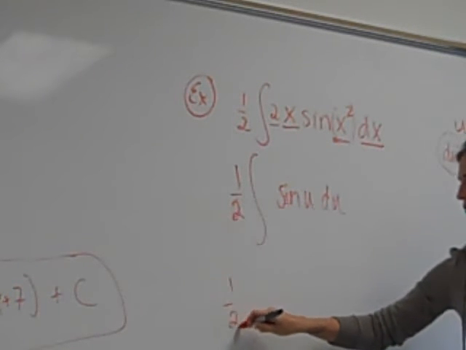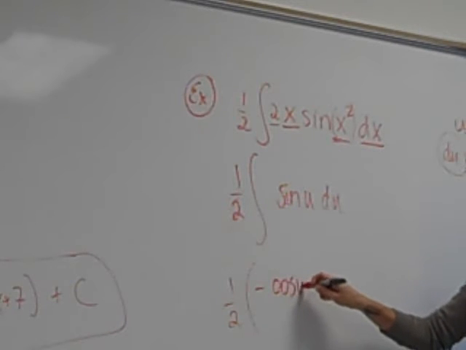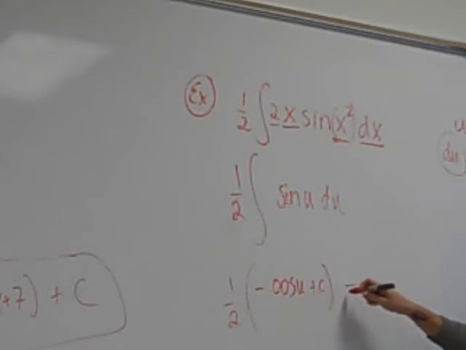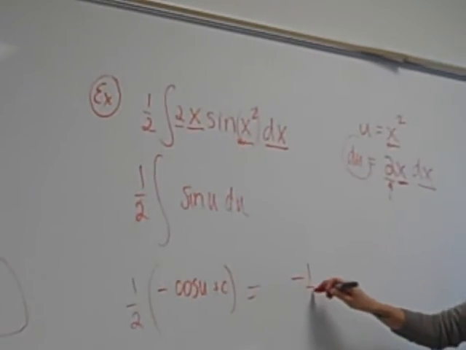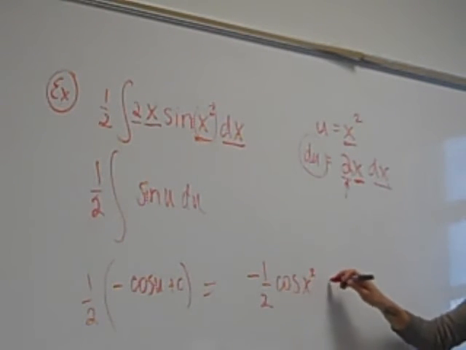So then we're going to have 1/2. What's the integral of sine? Negative cosine. So we're going to have negative 1/2 cosine. Instead of u, I put x squared back in.